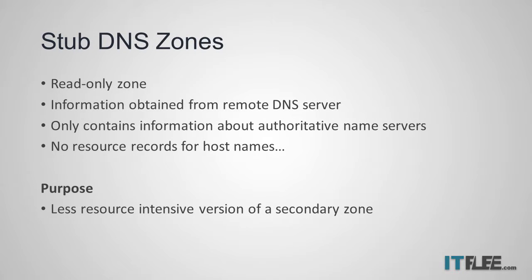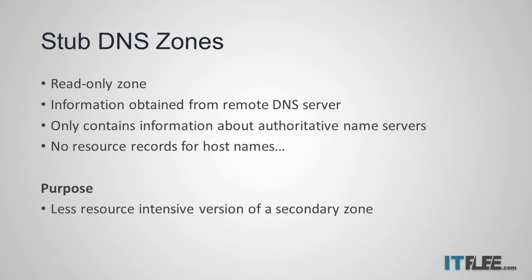Now, a stub zone is similar to a secondary zone in that it is a read-only zone that obtains its information from another remote DNS server. The main difference between a stub zone and a secondary zone is that while a secondary zone contains an exact replica, including all resource records of a primary zone, a stub zone only contains information about authoritative name servers.